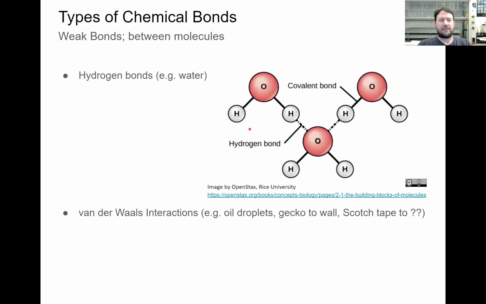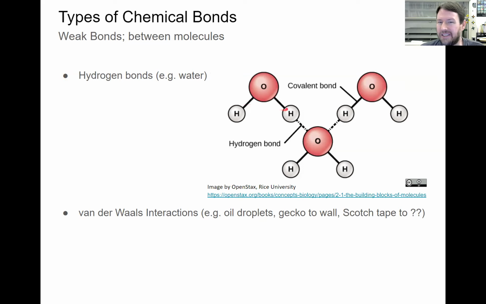Okay, so those were the strong chemical bonds, but there are also some weak chemical bonds that maybe don't last as long, and they're the kinds of bonds that we would form between molecules. The stronger version of these weak bonds are called hydrogen bonds, and we find these a lot in water molecules.